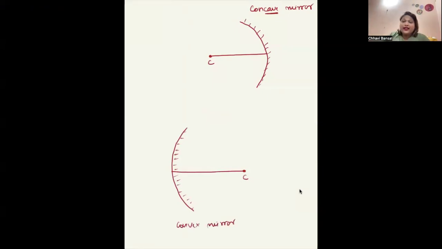Now, the axis on which the center of curvature lies is called the principal axis. The point where this principal axis meets the mirror is called the pole, P. This is the pole, P, and this is the principal axis. Now, there is another point on both mirrors, which is called F. F stands for focus.